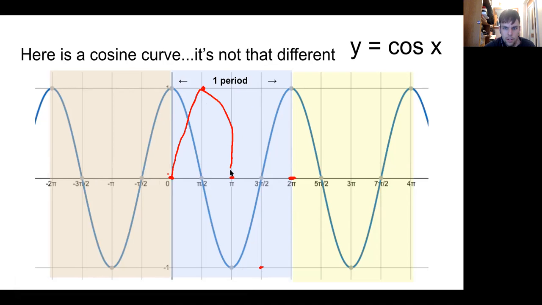I'm going to try to do this neatly. This doesn't look great, but that's okay. So that's one period of sine. Looks a little different than cosine. Cosine here, we start at our maximum. We go to the midline, down to our minimum, back up to the midline, and then up to the maximum.